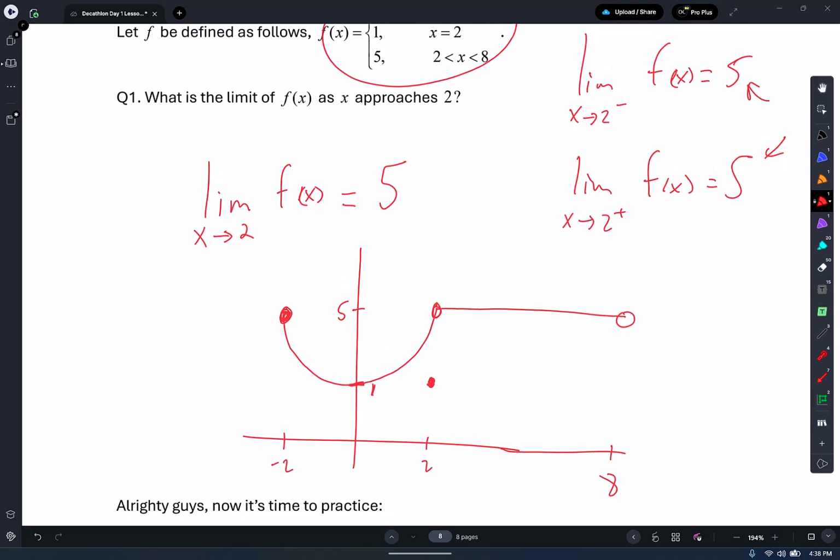So now look, there it is, guys. Look what happens as I approach 2 from the left and the right. Am I converging at 5? Yes. So there it is. My limit is 5. Does that make sense? Yes. Okay.